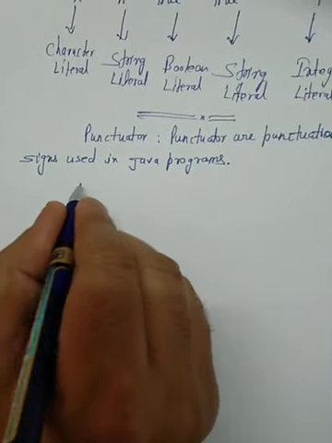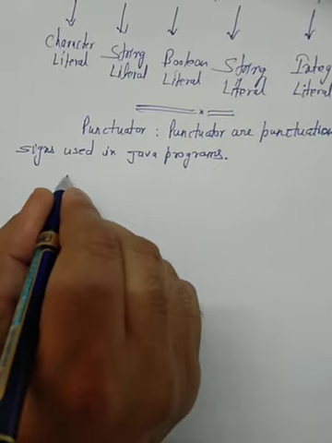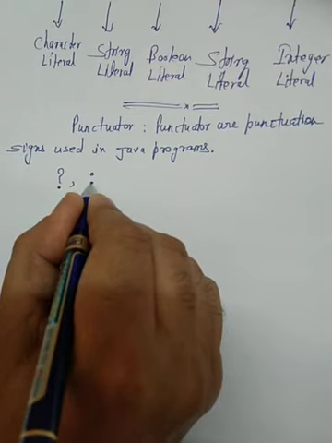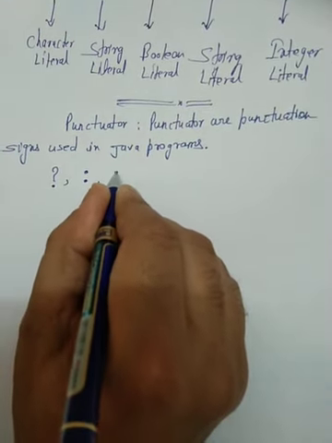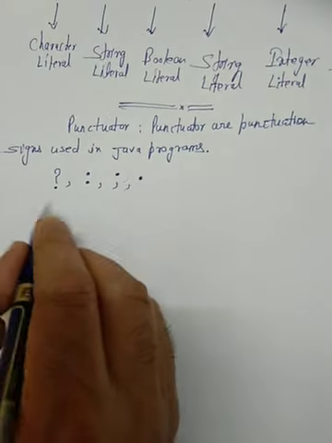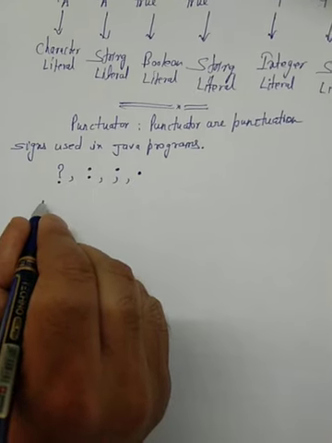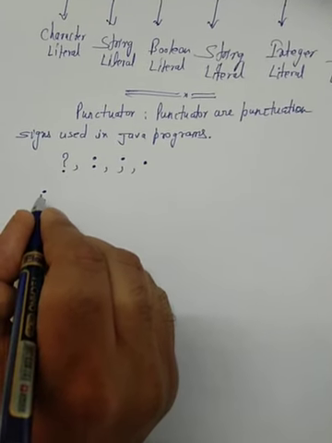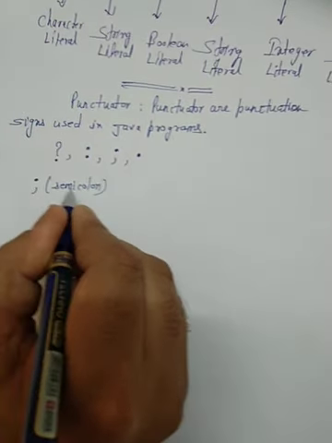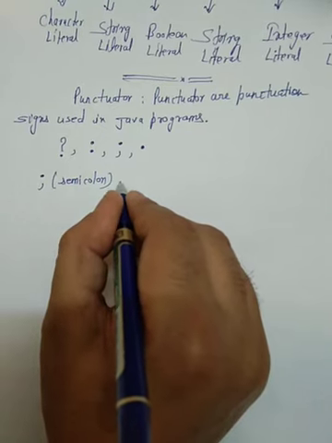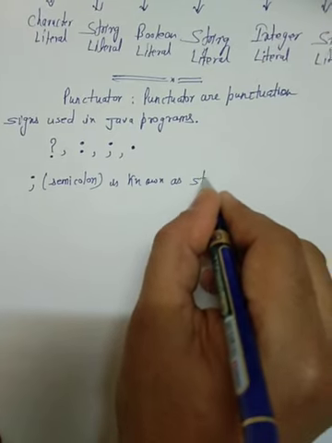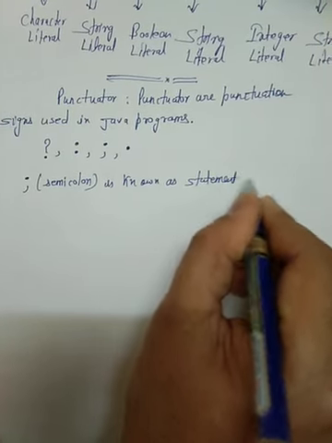These signs have a special meaning in a Java program, and the punctuators we are using are question mark, colon, semicolon and dot. Now, the main important punctuator is semicolon. Why are we using semicolon? The name of this is semicolon. Semicolon is also known as statement terminator.